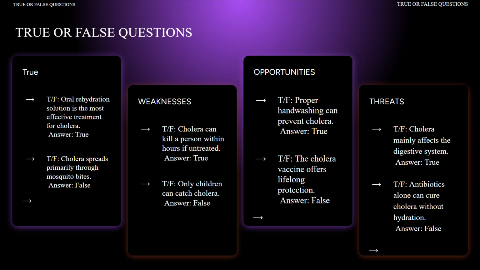here are some true and false questions. Oral rehydration solution is the most effective treatment for cholera. The answer is true. Cholera spreads primarily through mosquito bites. That is false. Cholera can kill a person within hours if untreated. The answer is true. Only children can catch cholera. That's false. They're just more likely to catch it, or more vulnerable to it.